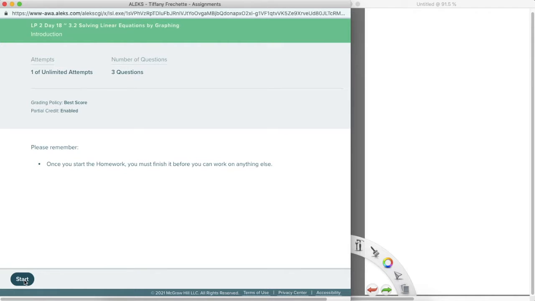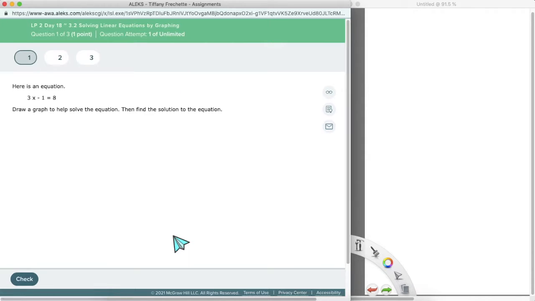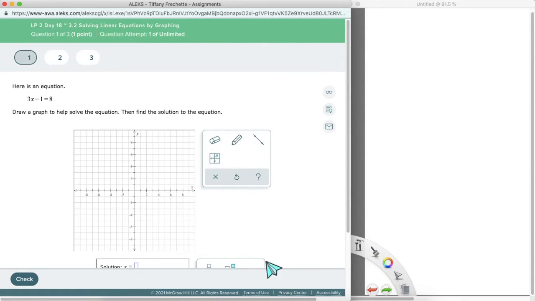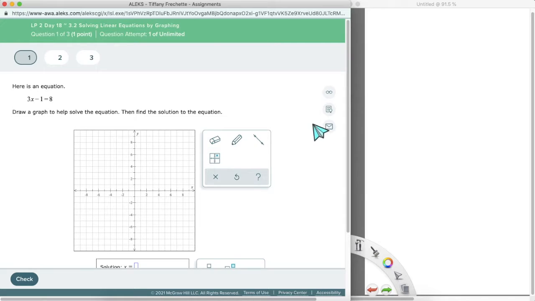What that means is when I click on Start here, now I've started my homework, and on your screen, you should see a Submit Assignment button down here in the bottom right corner. Again, I don't see that on the teacher preview, but you will see it on your screen. You always, always, always click that Submit button, because if you don't, it will lock you out of every other assignment. You will have to come back to this one.